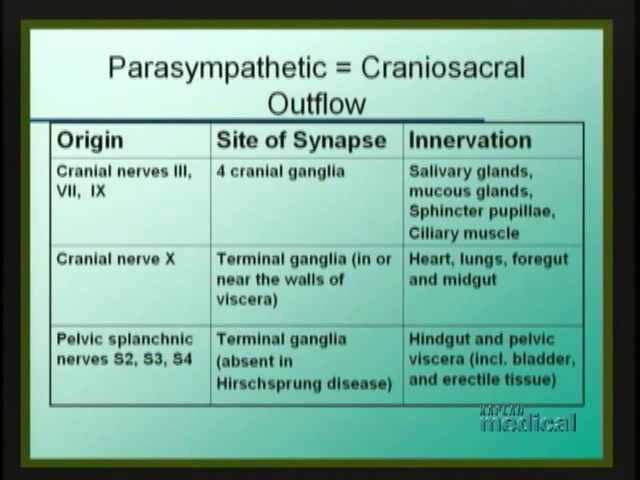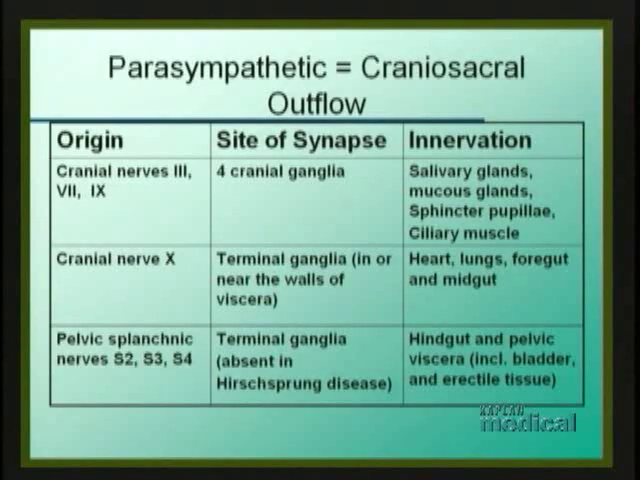Cranial nerve 10, as well as the pelvic splanchnic nerves, exit from their cell bodies and synapse in terminal ganglia. Terminal ganglia are typically found in or near the wall of a visceral structure being innervated. The postganglionic axons from those terminal ganglia that are associated with vagus nerve function provide the parasympathetic innervation to the heart, lungs, and foregut and midgut glands and smooth muscle.